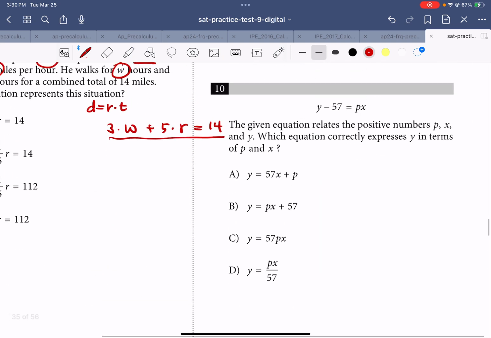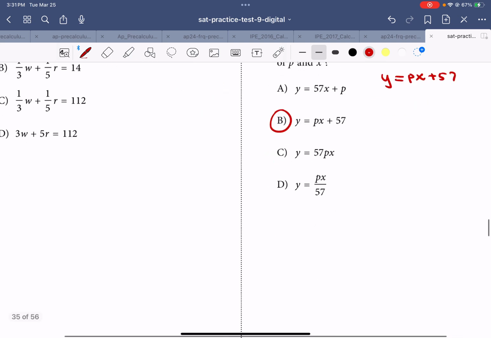Number 10, y minus 57 equals px. The given equation relates the positive numbers p, x, and y. Which equation correctly expresses y in terms of p and x? So you need to just simply isolate y. So add 57 to both sides. So y equals px plus 57. So the answer is B then.